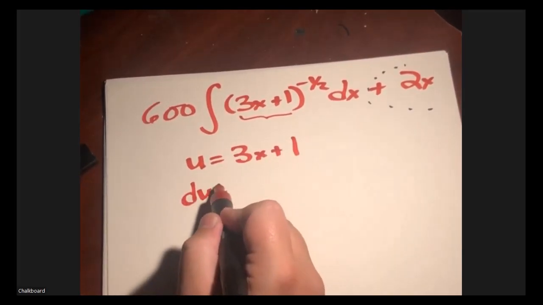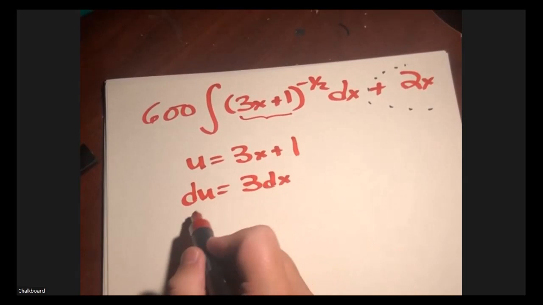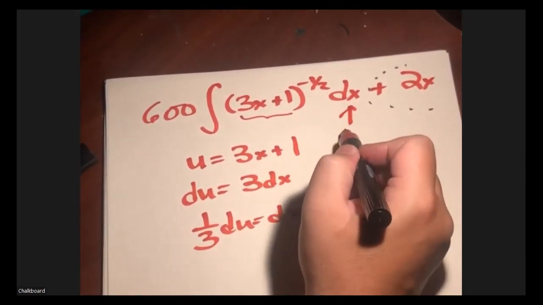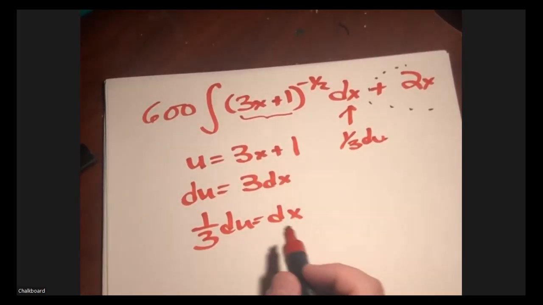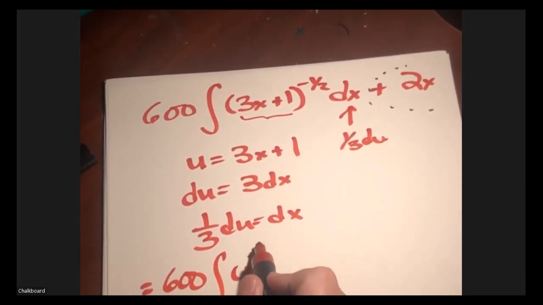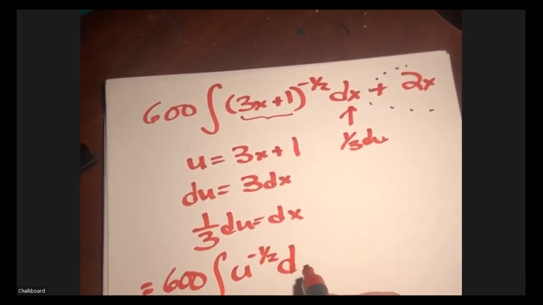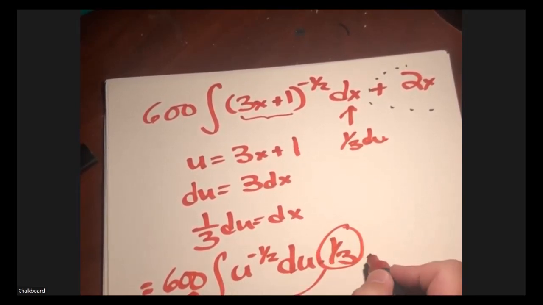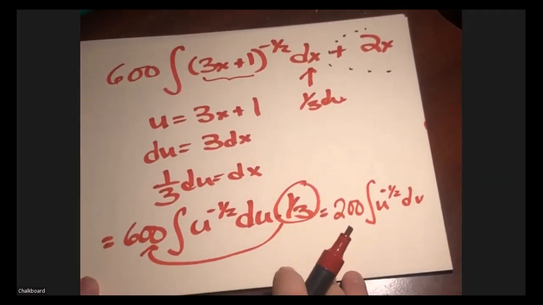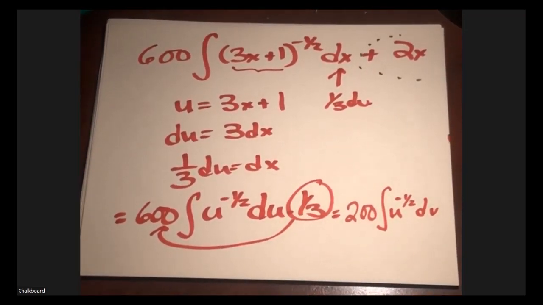It follows then that du equals 3 dx. And I can now assume 1/3 du equals dx, which means that this right here should be replaced with 1/3 du. So I'm going to rewrite it now to be 600 times the integral of u to the -1/2 du times 1/3. Now I could take 1/3 and multiply that by 600, and it's 200.